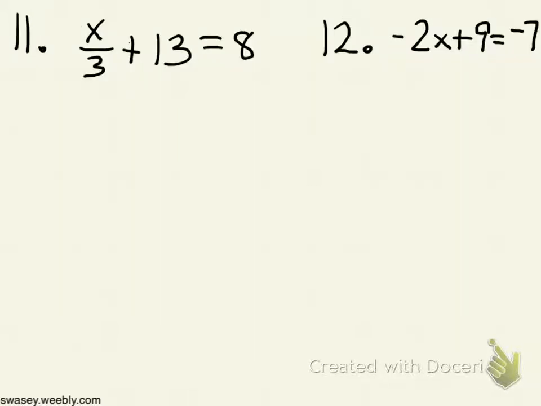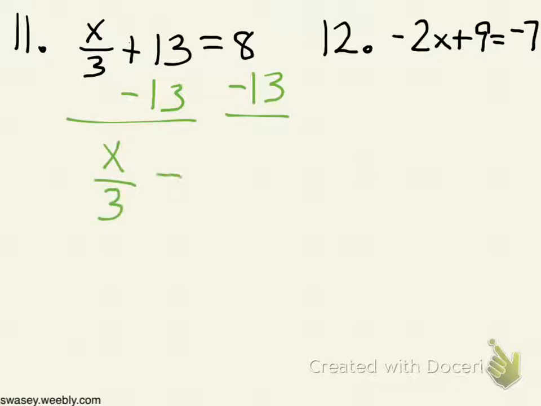Number 11, we're trying to undo division and addition. So we'll get rid of the addition first by subtracting 13 from each side. 8 minus 13 is negative 5. To get rid of division by 3, multiply by 3.